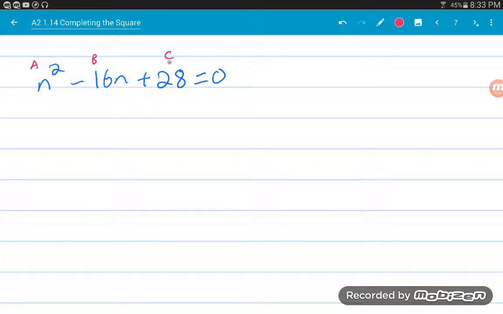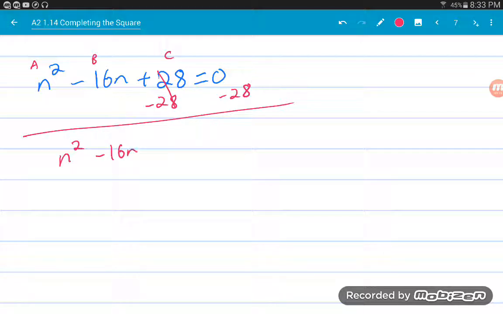So how do I get rid of a positive 28? I subtract it. Minus 28, minus 28. You have to subtract it on both sides because equations need to stay balanced. So I get n squared minus 16n is equal to negative 28. Now if you get good at completing the square, you always know to leave this little space here because it makes your life easier in a second.